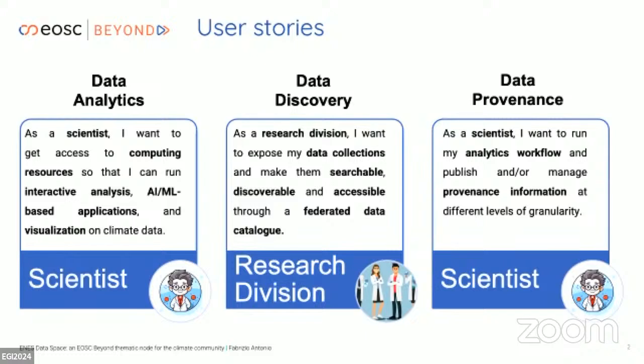Secondly, data catalogs. Data catalogs provide a centralized repository where users can access climate data from different sources. Therefore, they represent a convenient way to enable global collaboration by making datasets available to a broader research community. That's why a research division may want to expose its data collections so that they can be easily discoverable and accessible to researchers. And last but not least, data provenance.